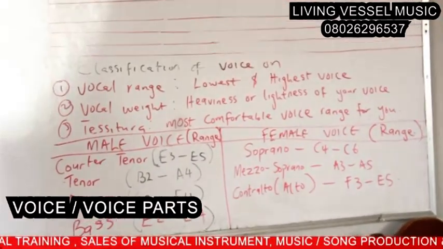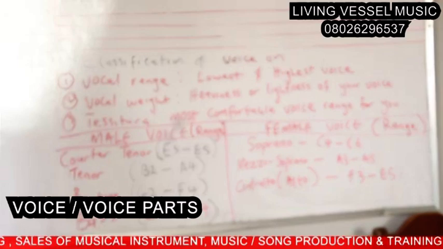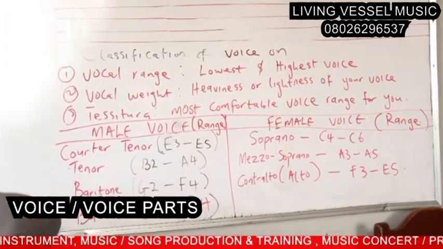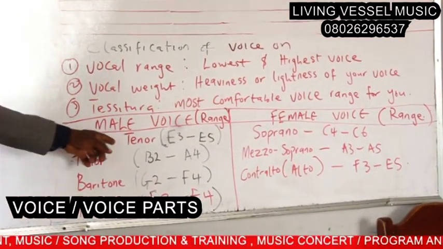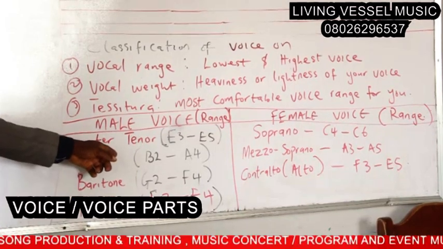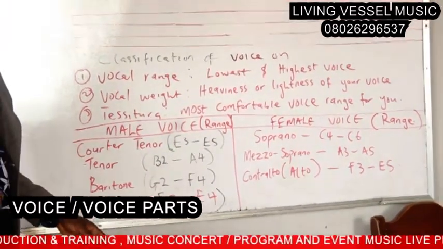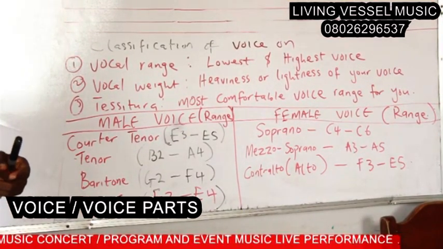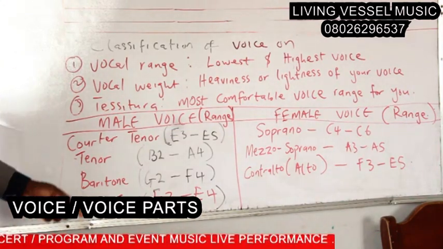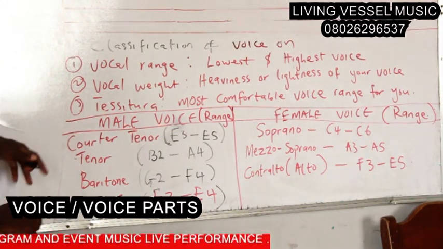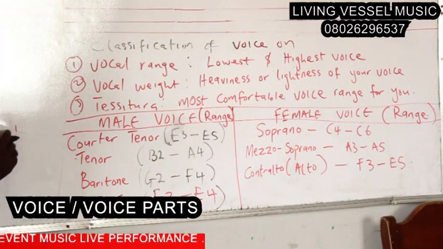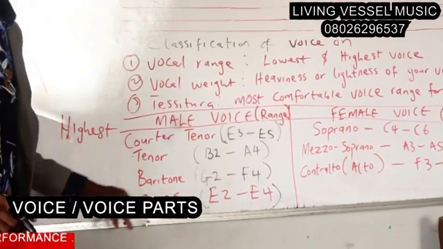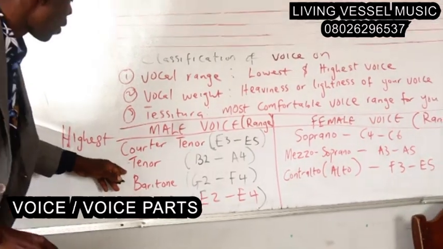We have 4 major types of voices that are commonly used by male. So the first one is the countertenor. So the countertenor, this is the vocal range. Don't forget, I explained the meaning of vocal range to you. I told you that it is the highest and the lowest voice. So the countertenor is the highest male voice, followed by the tenor.